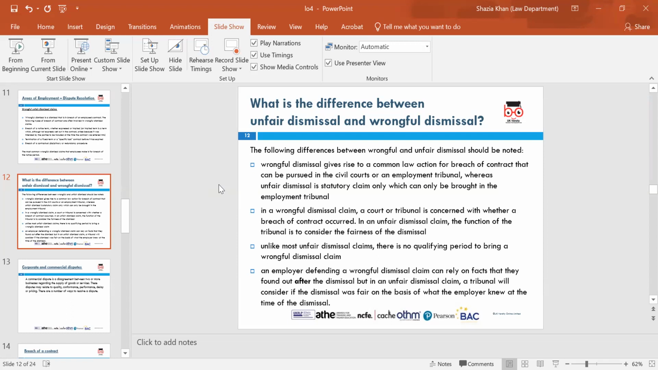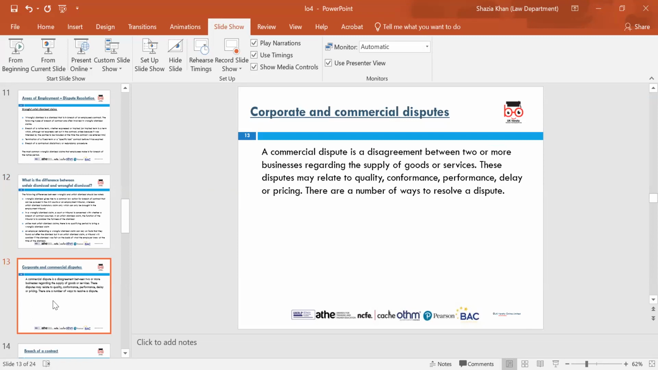Yes. So the video identified what alternative dispute resolution is and then looked at the process to go through: mediation, negotiation, conciliation, different types of services as well. It's quite important to understand that. Now we're going to go on to corporate and commercial disputes. A commercial dispute is a disagreement between two or more businesses regarding the supply of goods or services. These disputes may relate to quality, conformance, performance, delay, or pricing. There are a number of ways to resolve this dispute.